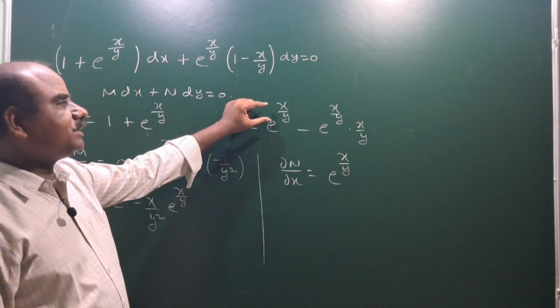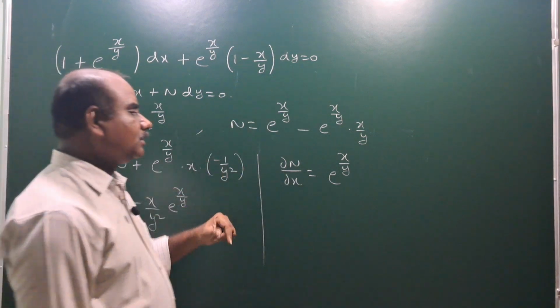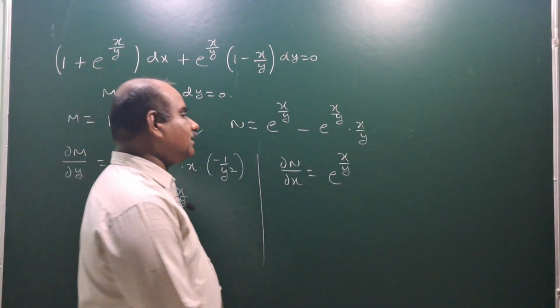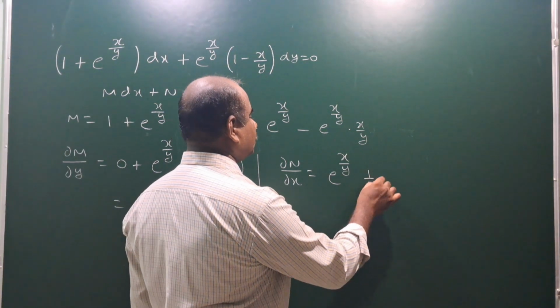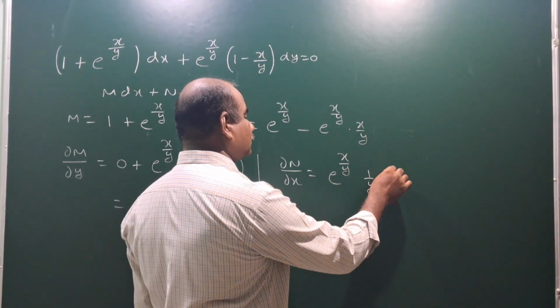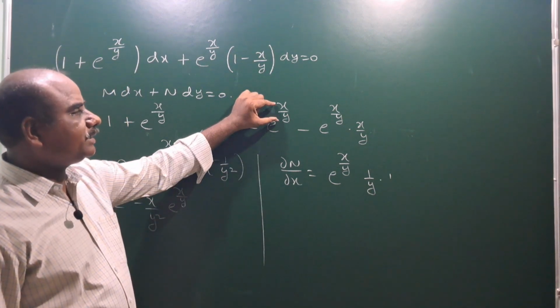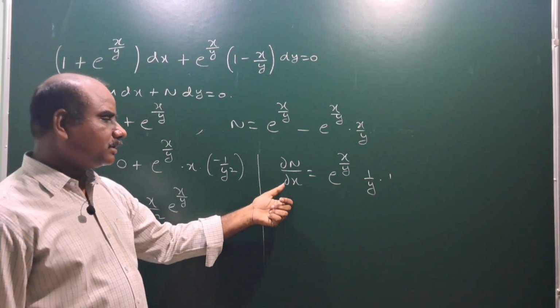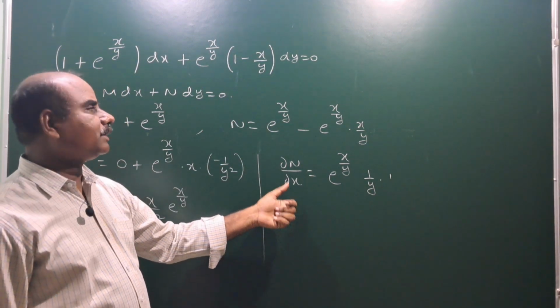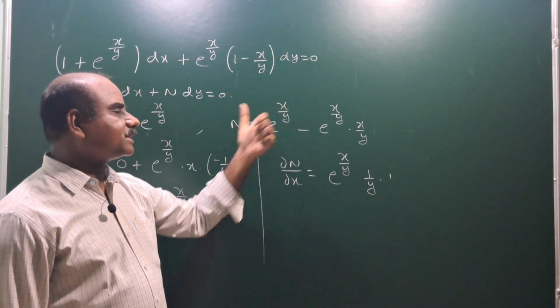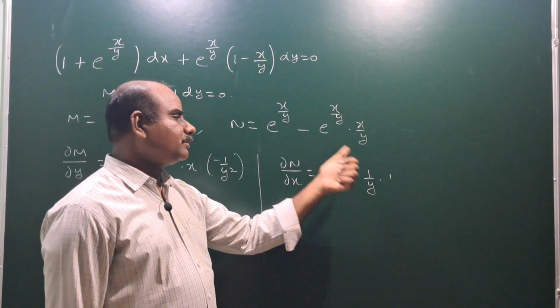But the power is not x, it is x/y. Since it is a partial derivative, in x/y, 1/y is constant. So we have to differentiate x only. The derivative of x means 1. In x/y, 1/y is constant because it is a partial derivative. Take it outside, and differentiate x only. So the derivative of x means 1.